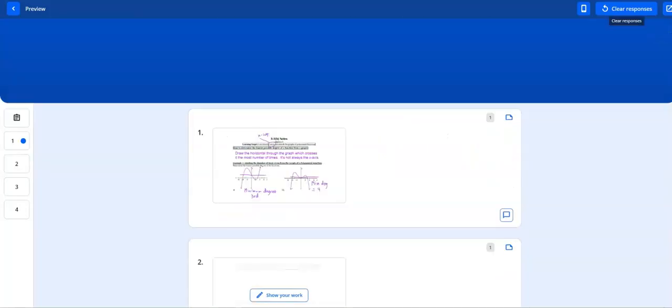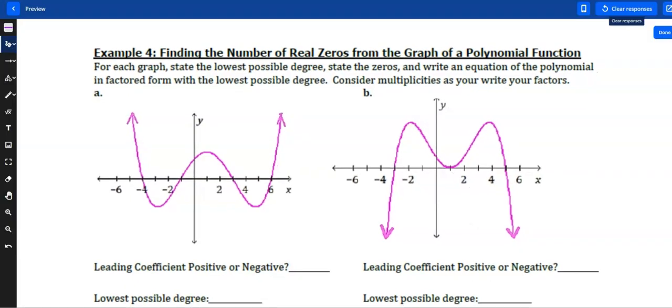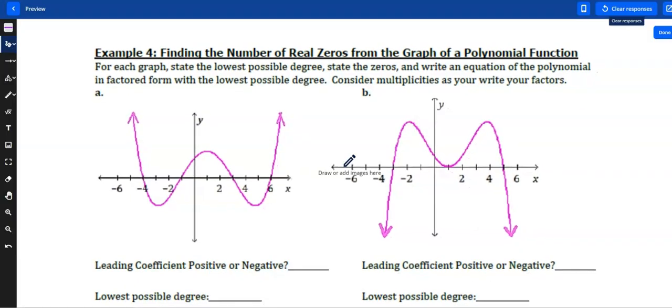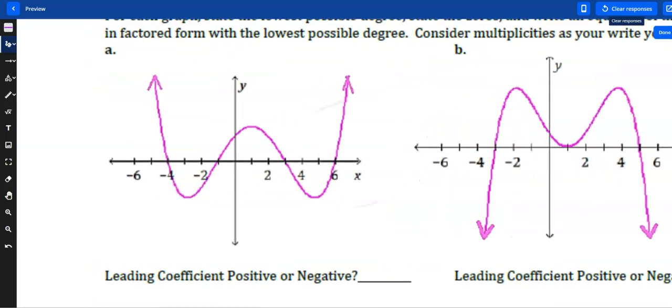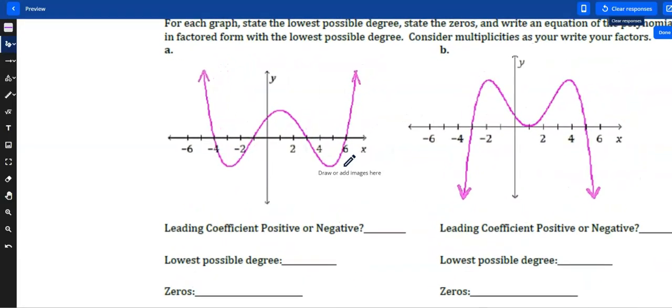See what else we got here. For each graph, state the lowest possible degree. State the zeros. Write an equation of the polynomial in factored form with the lowest possible degree. Lots of things going on here. Well, the x-axis does work out this time, right? 1, 2, 3, 4. So lowest possible degree would be 4.